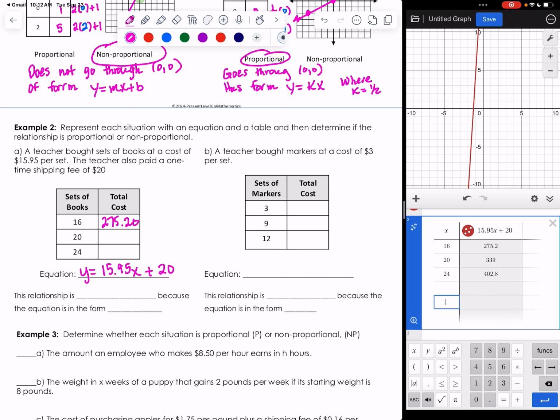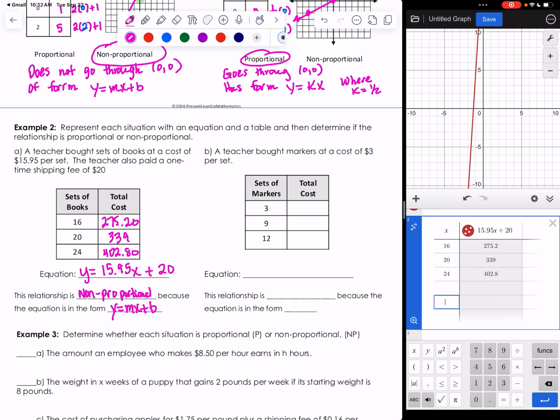275.20, 339, and 402.80. All right. Now, what we want to do is decide proportional or non-proportional. So this relationship is non-proportional because the equation is in the form y equals mx plus b, which means it's not going to go through the origin.